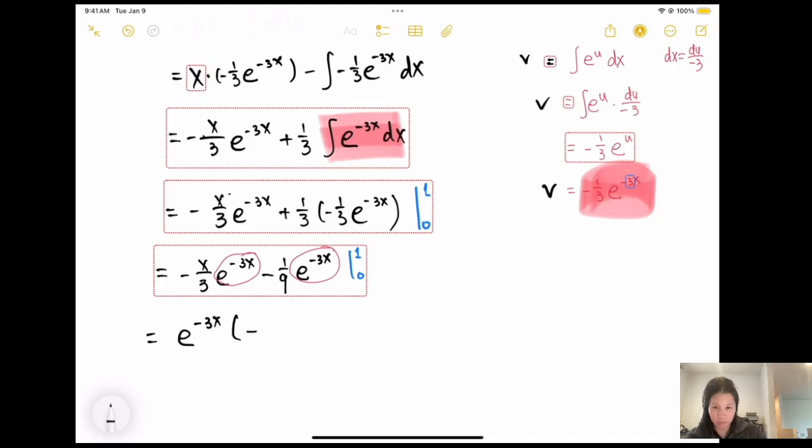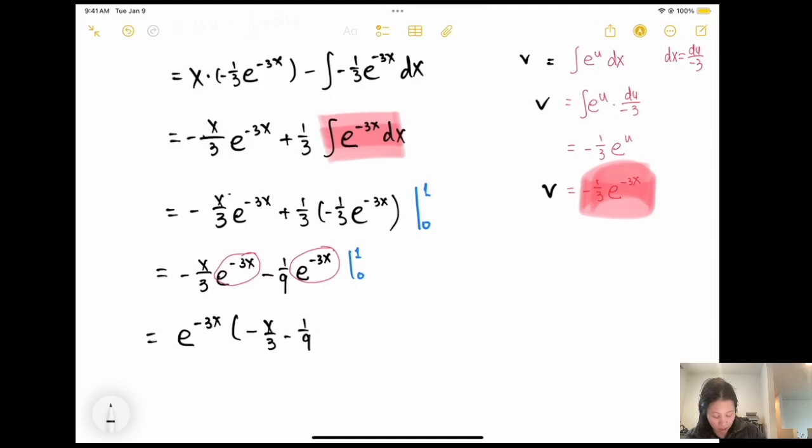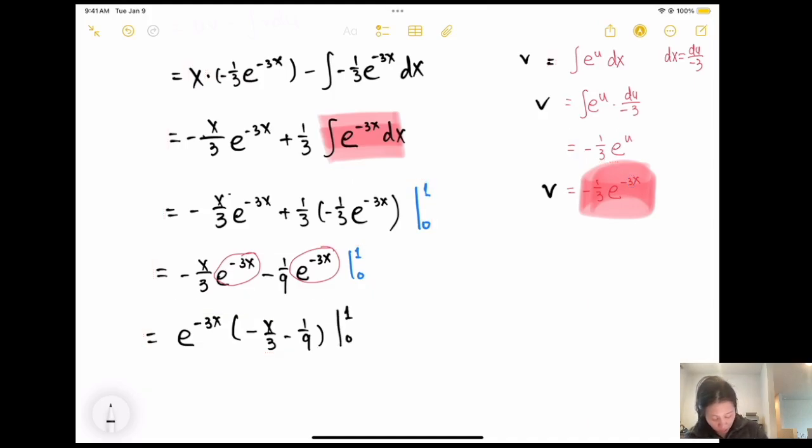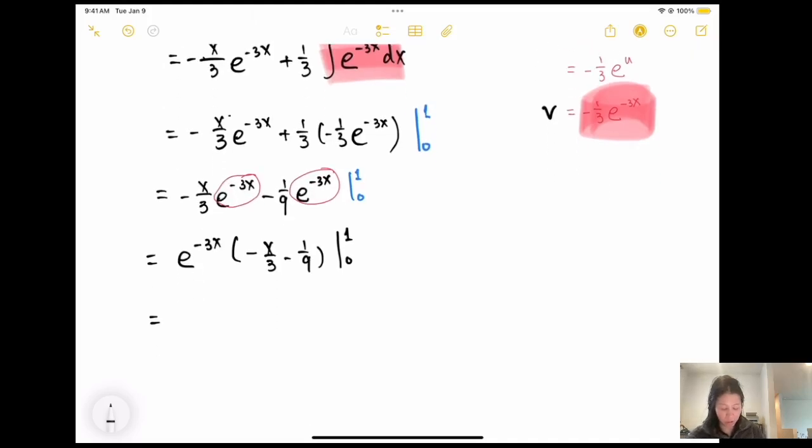negative x over 3 minus 1/9, from 0 to 1. So now we can do the substitution. It should be easy because all we're dealing with is substituting 0 and 1. So let's do the 1 first.